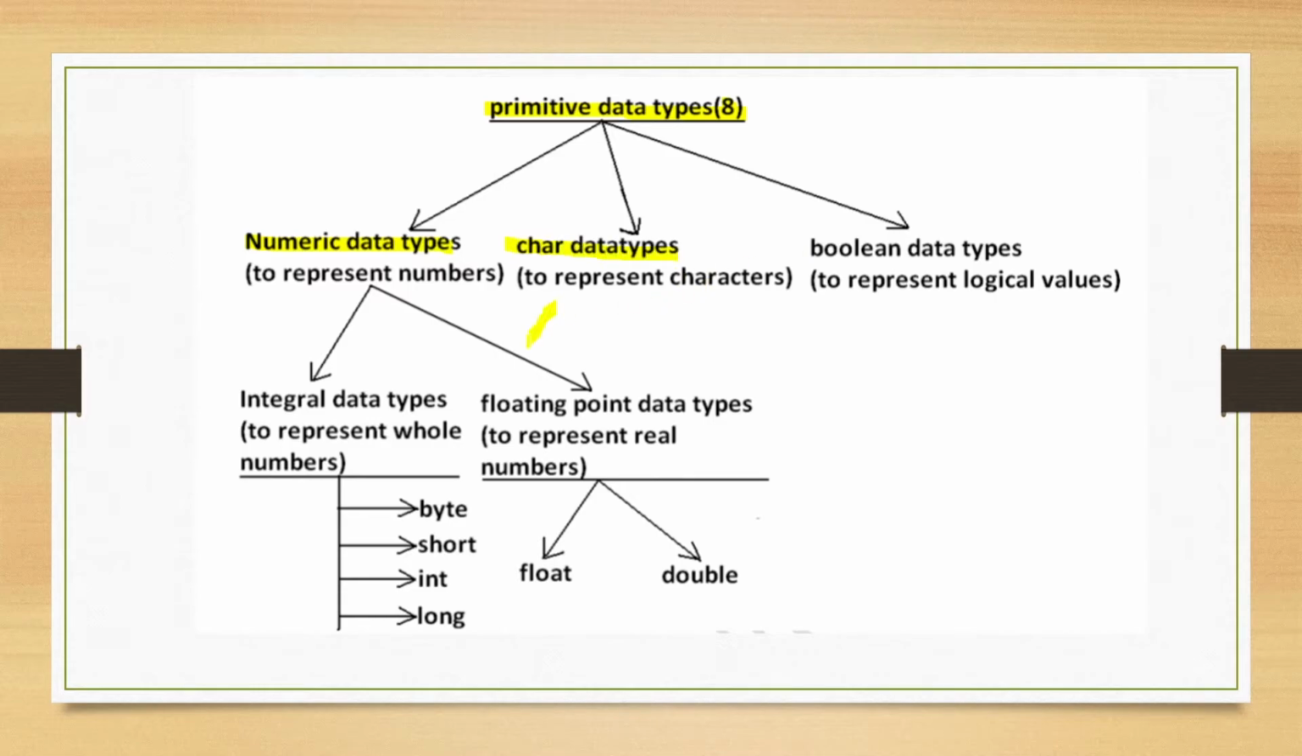So we saw char here, then we saw the Boolean data types, which had the values true and false. Then the numeric types were further divided into integral and floating point data types. In integral data types, we saw byte, short, int, and long, and in floating point data types, we saw float and double. You might want to note this down or take a screenshot for quick reference.